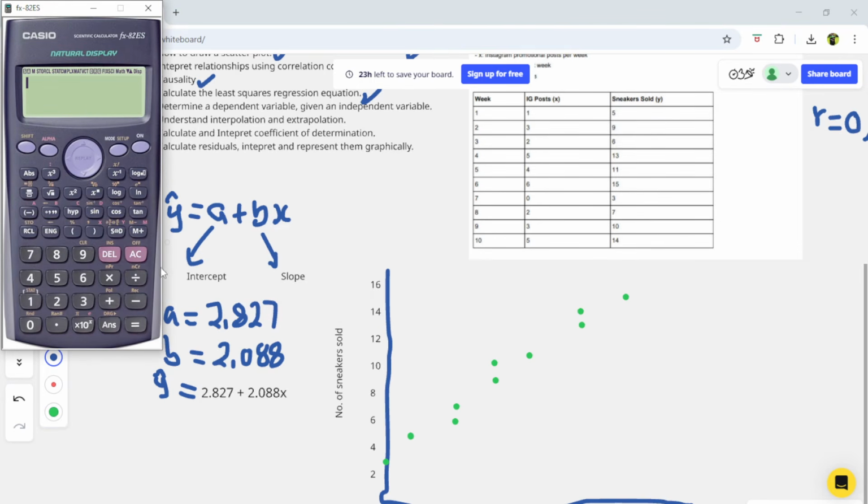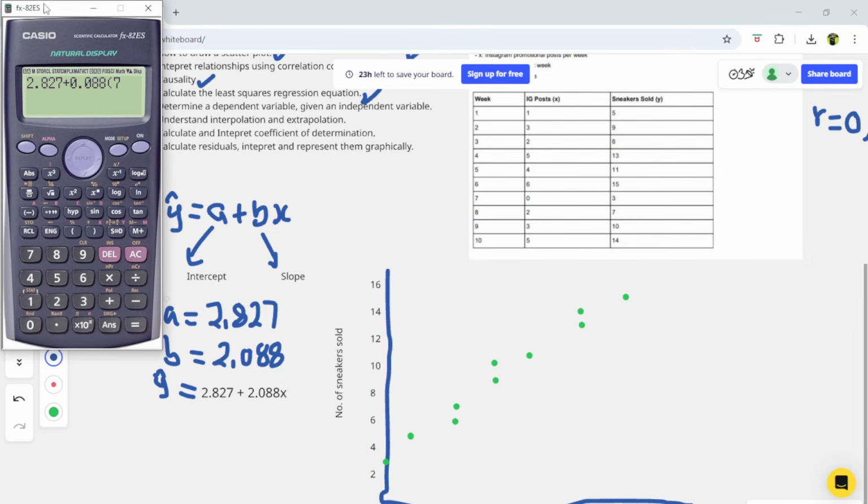I'm just going to wipe out the information here because we have everything that we need. Right. So we want to know how many sneakers will be sold if we post 7 IG posts per week, or on that particular week. Right. So now we're going to use this information. So you're going to say 2.827 plus 2.088 multiplied by, or you're going to say open bracket, and then you're going to put 7.